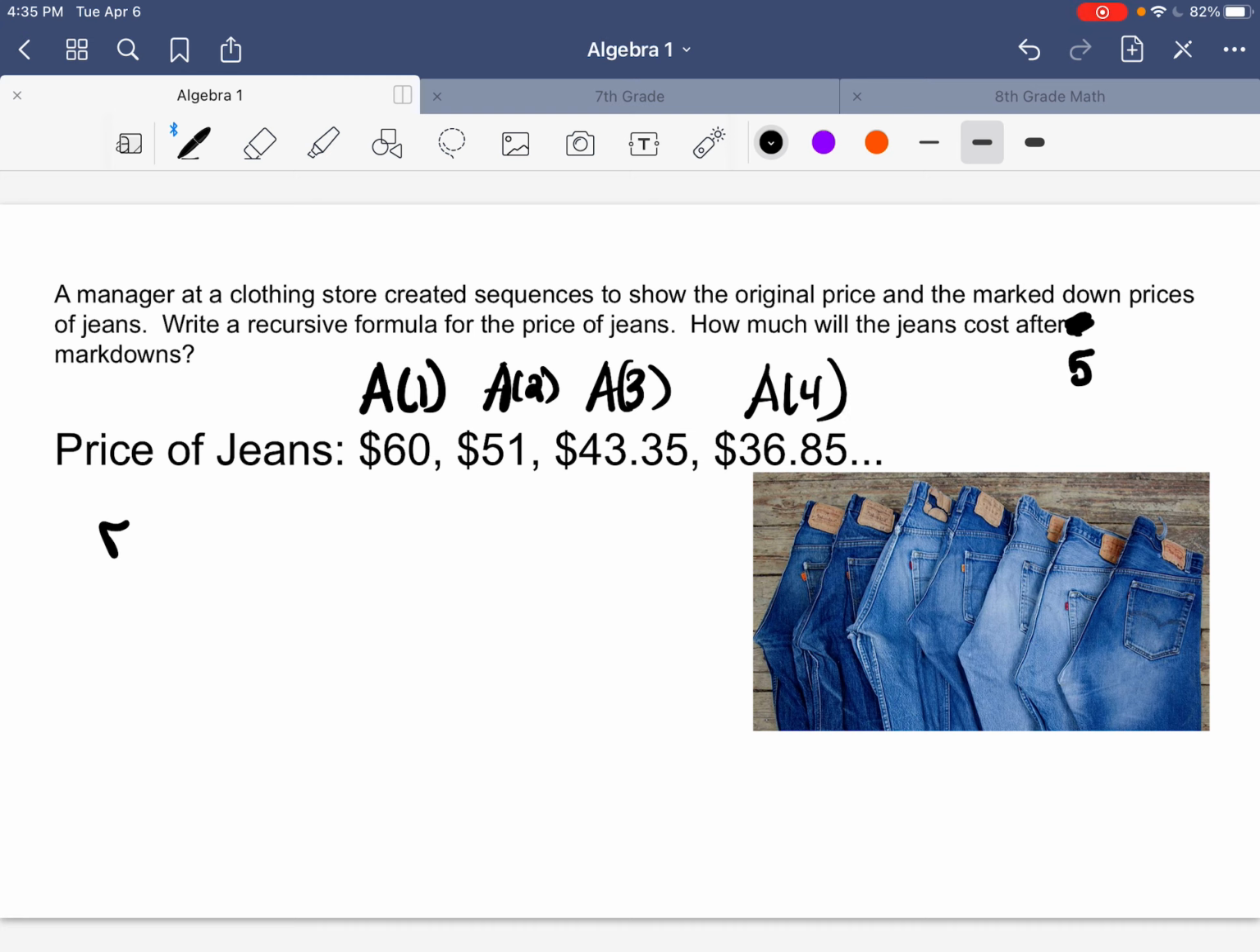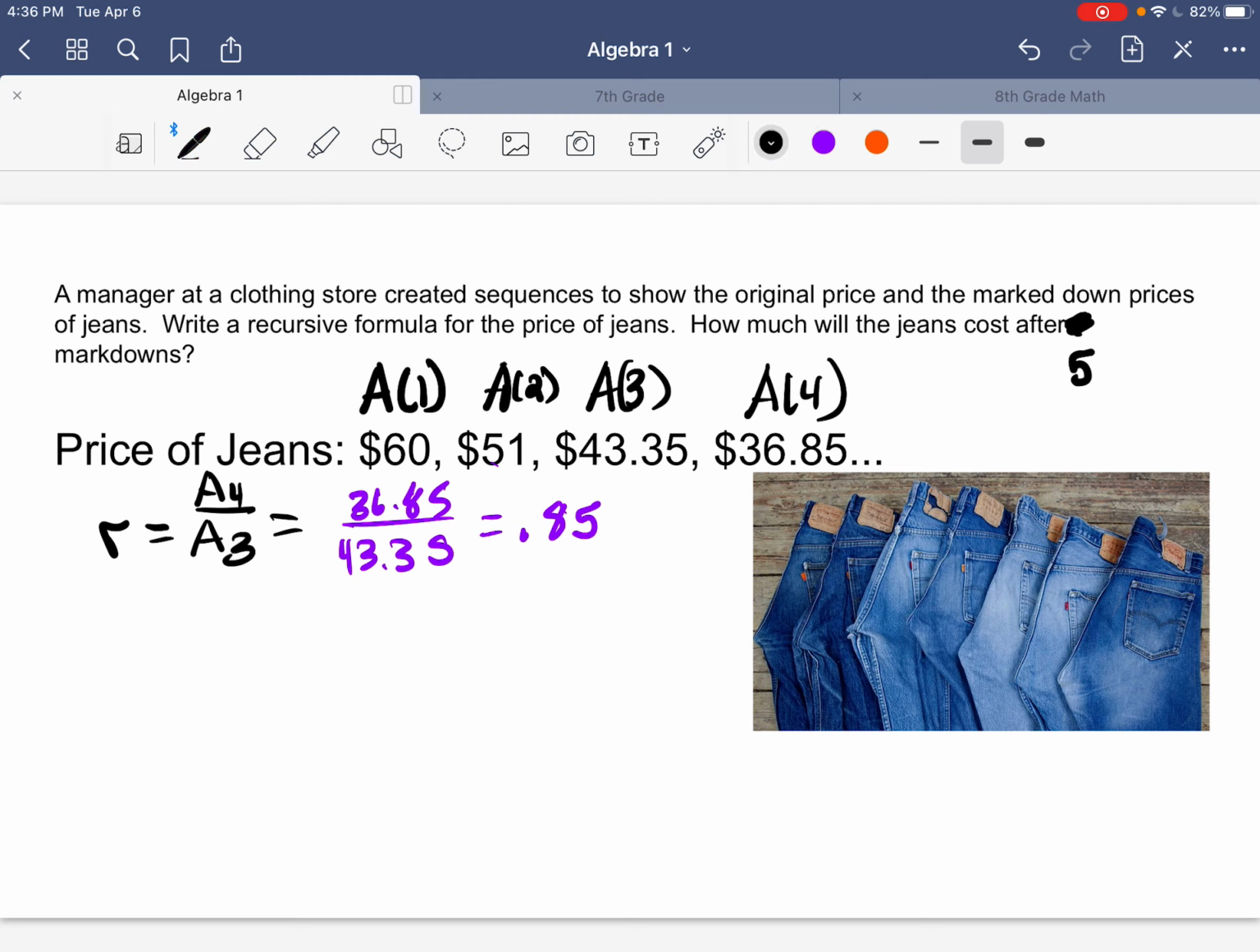Okay. So to find the common ratio, really, it doesn't matter. We could say it's A4 divided by A3. It doesn't matter as long as the previous number is in the denominator. So to find the common ratio, we'll do 36.85 divided by 43.35. And when you do that, it should be 0.85. And it doesn't matter. I could do 51 divided by 60, and I still get 0.85. So the common ratio is 0.85.